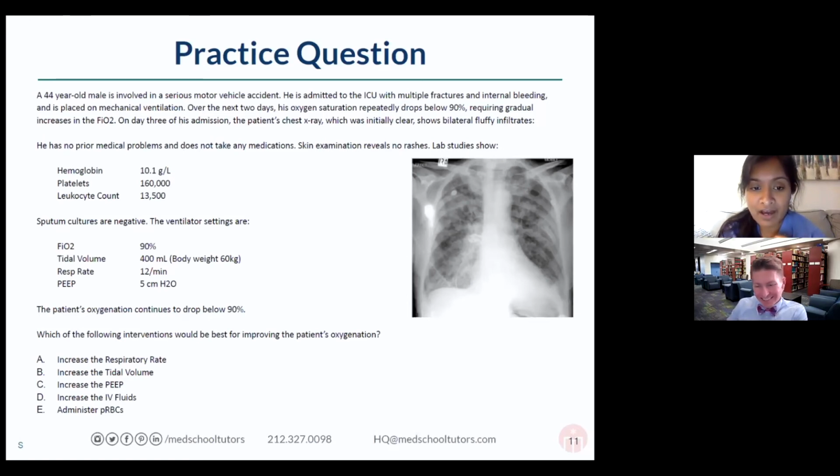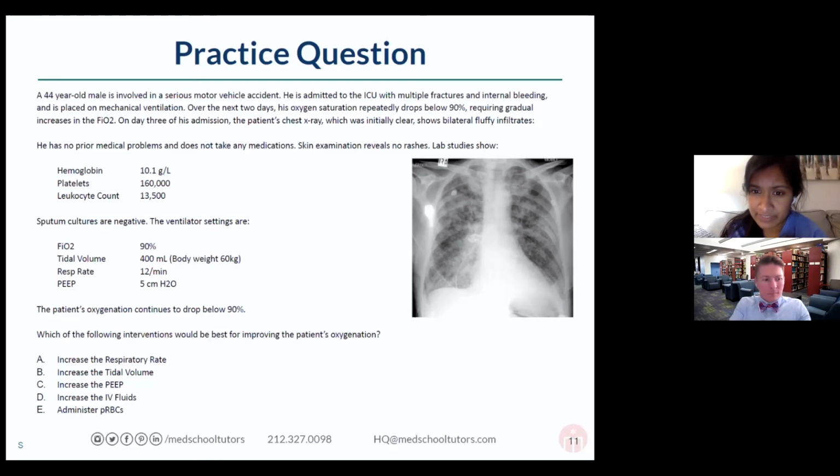So we have a 44-year-old man involved in a serious motor vehicle accident, admitted to the ICU with multiple fractures and internal bleeding. Okay, so trauma case, placed on mechanical ventilation. Over the next 2 days, his oxygen saturation drops below 90%, requiring gradual increases in FiO2.